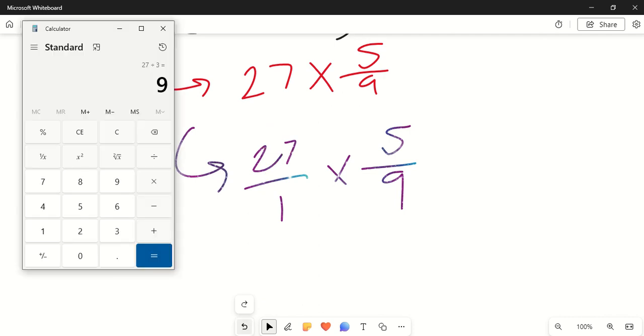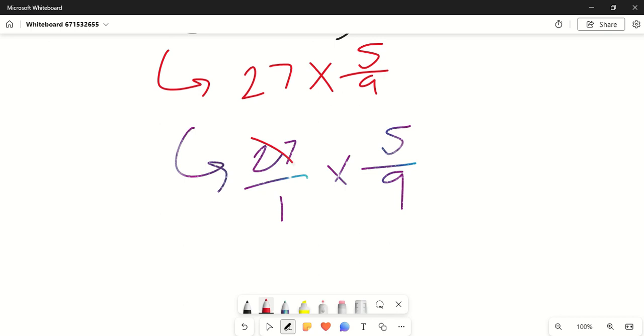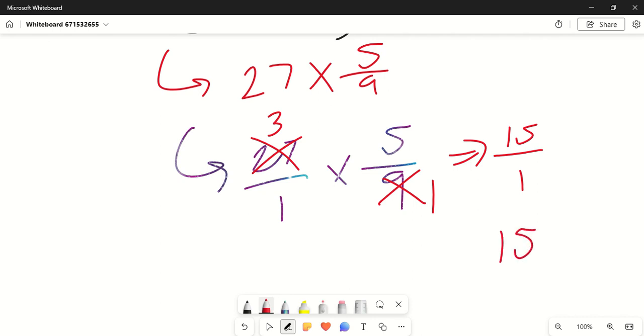We're not going to do that. 27 divided by 9 equals 3. So I actually can cross simplify here even more. I'm going to divide by 9. This will be 3 divided by 9, that'll be 1. This will become 15 over 1, or the current temperature right now is 15 degrees Celsius.